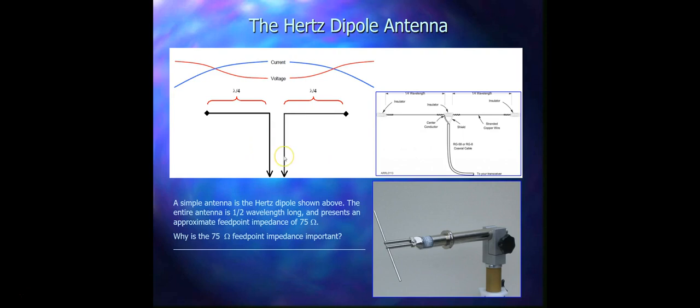And these two conductors could be made up of wires, rods, or tubing, and they are 1/4 wavelength long at the operating resonant frequency. Each half of the dipole presents an identical impedance, and therefore the total impedance of a half wave dipole is just twice that of each side.